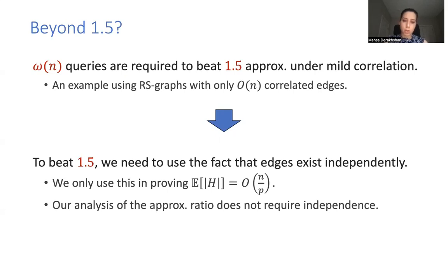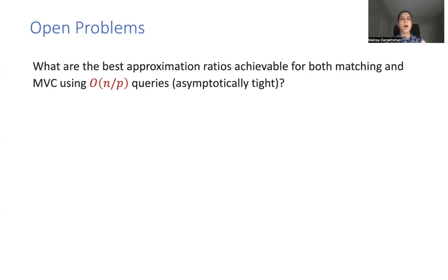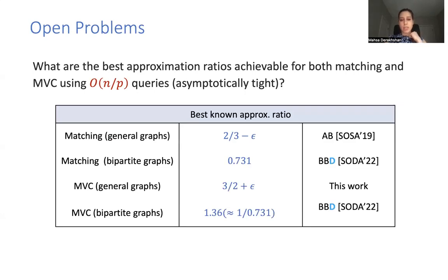Okay, now let's also talk about some open problems. This clearly is the main open problem here, but some other open problems are about both matching and minimum vertex cover, maximum matching and minimum vertex cover. We know that for both these problems, to get any constant approximation, you need O of n over p queries, right? Now, the question is, what approximations can you get? What are the best approximations that you can get using these many queries? So using the asymptotically tight number of queries, what's the best approximation that you can get?